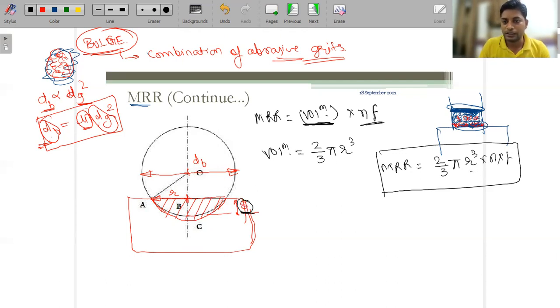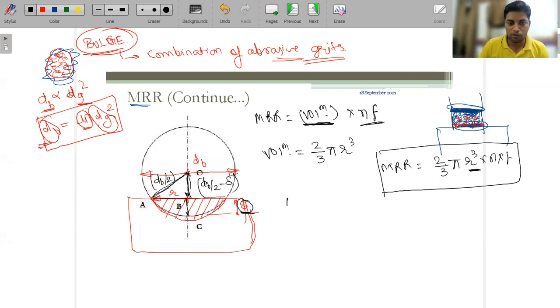So can we convert this term r in terms of delta? Yeah, obviously we can convert. So how can we convert that? If we are talking about this one, then this is dB by 2, which is the radius of the bulge. And BC will be equal to delta, which is the maximum indentation. And OB will be equal to dB by 2 minus delta. So now we have this triangle, ABO.